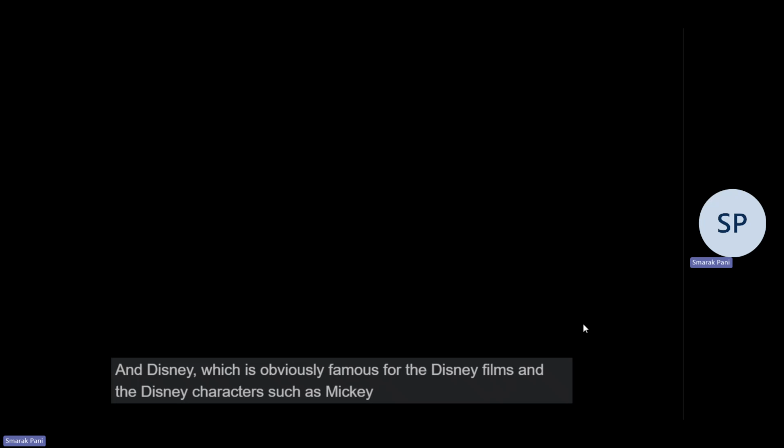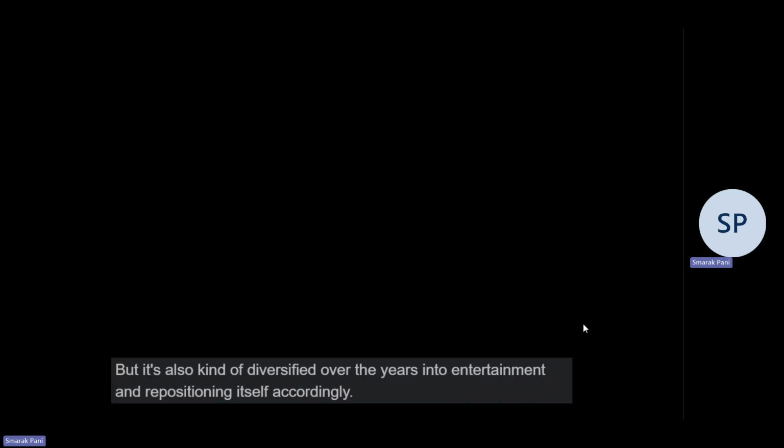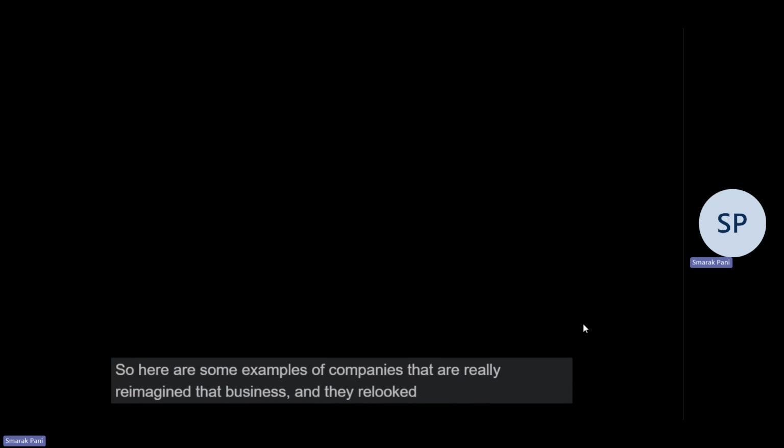And Disney, which is obviously famous for the Disney films and the Disney characters, such as Mickey Mouse and Donald Duck. But it's also diversified over the years into entertainment and more. So these all build upon those wonderful Disney characters.